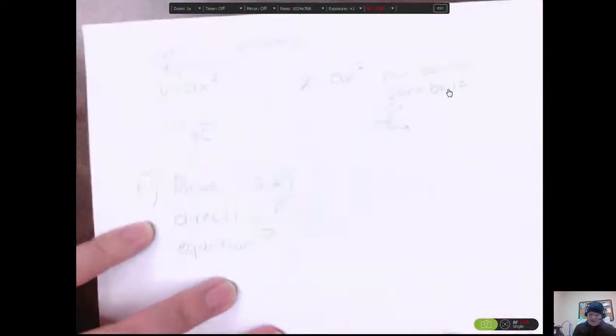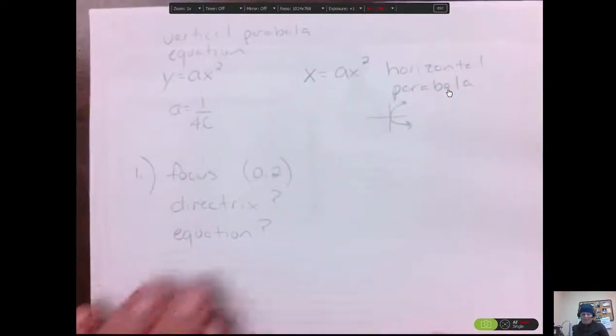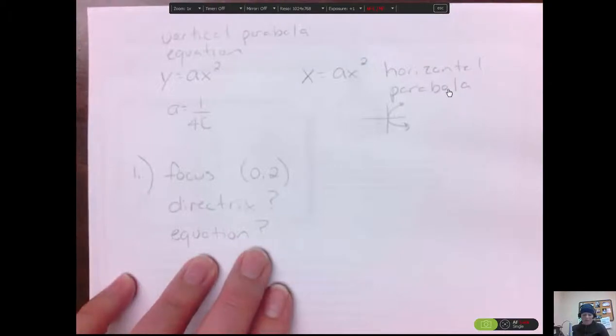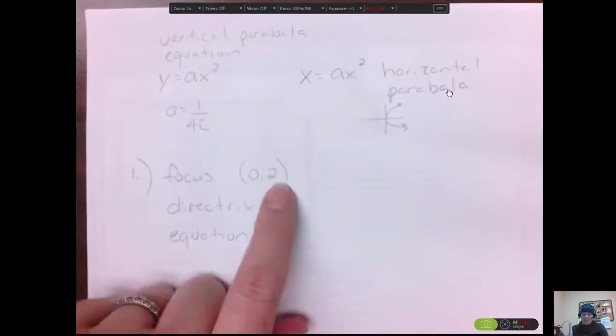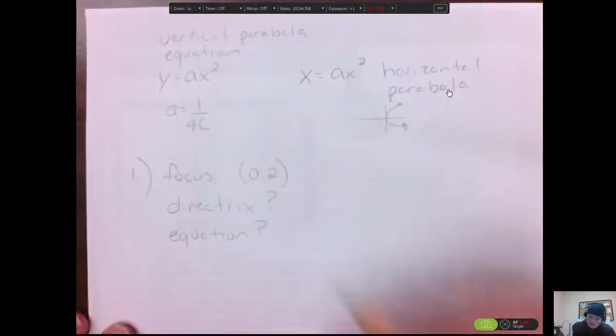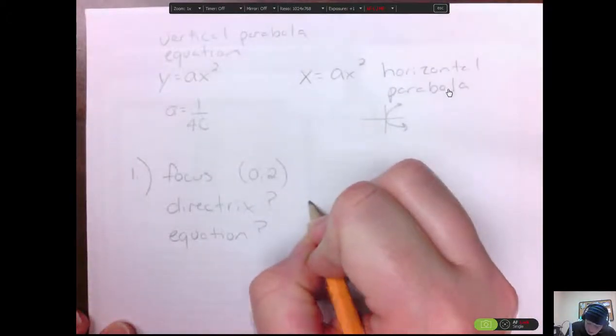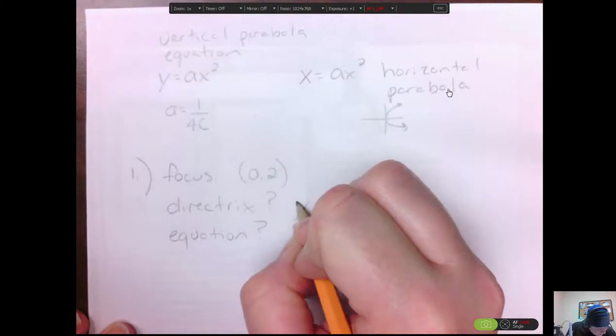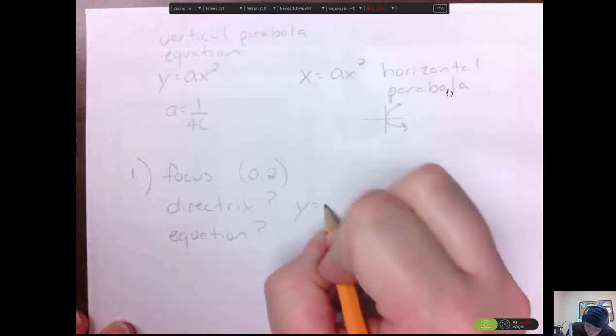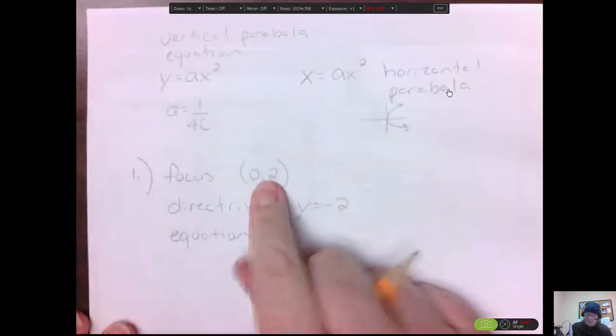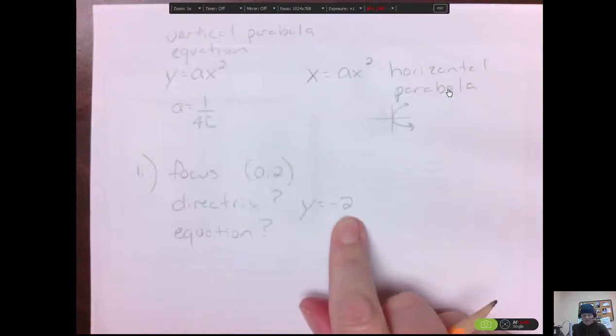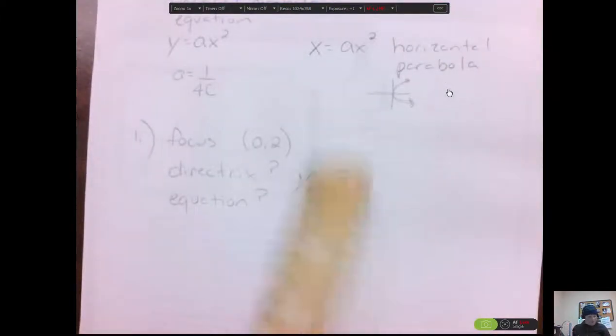So we know this is a vertical parabola because it's y, well, (0, 2). We know because this is in this y spot. So the directrix is going to be y equals negative 2, because this is 2. This one would be negative. And let's draw what we know so far.